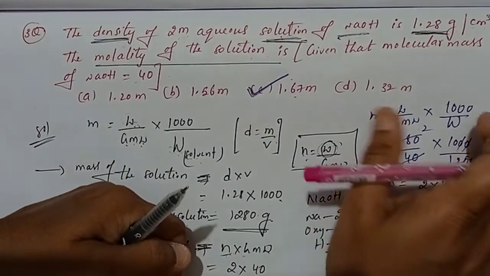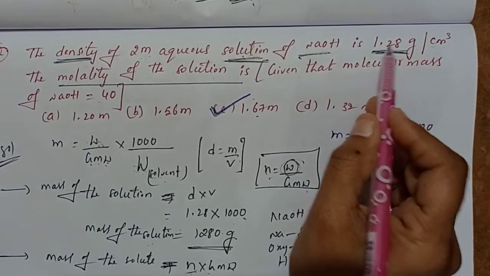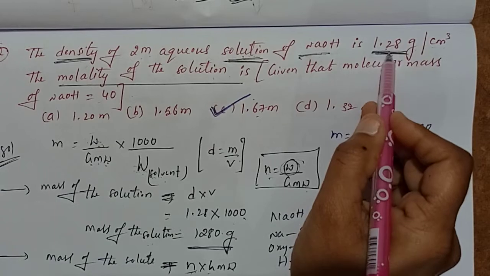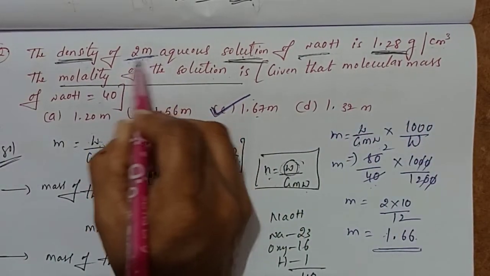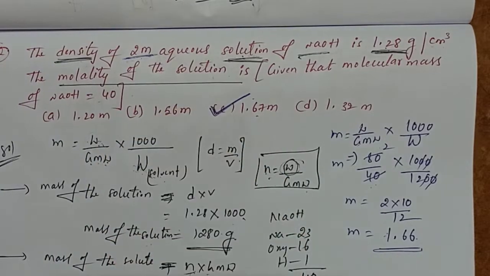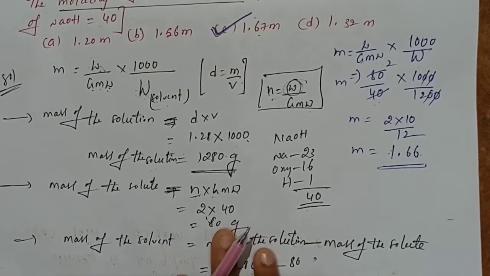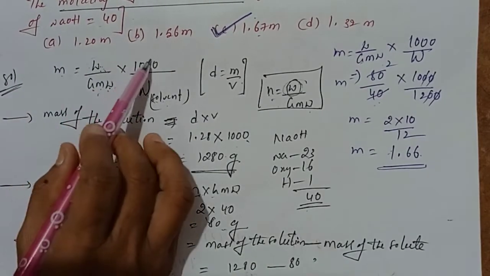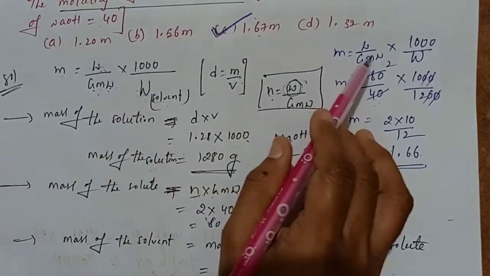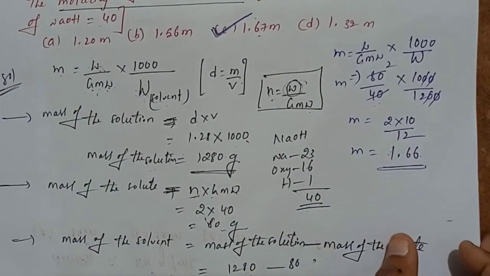Understood? So here solution density is given, students. From the solution density we calculated the mass of the solution, and here 2 moles is given. So from this we calculated the mass of the solute. After that the mass of the solvent we calculated. So molality is equal to weight by gram molecular weight into 1000 by weight of the solvent. So weight of the solute, and this is the weight of the solvent calculated. This is the answer, students.